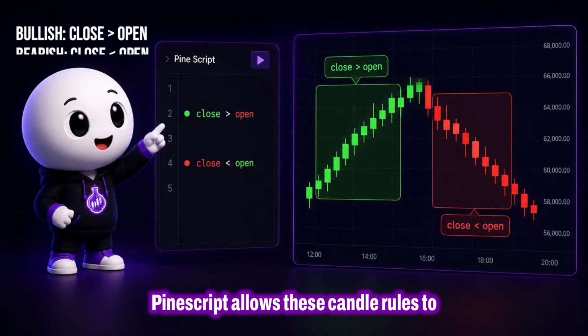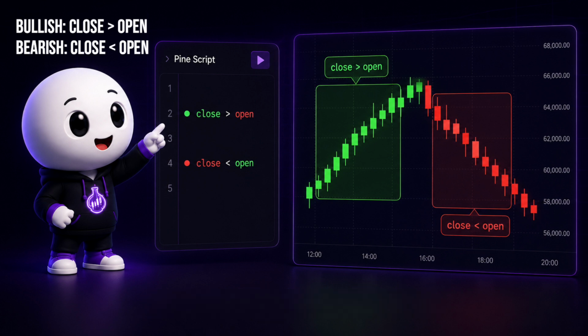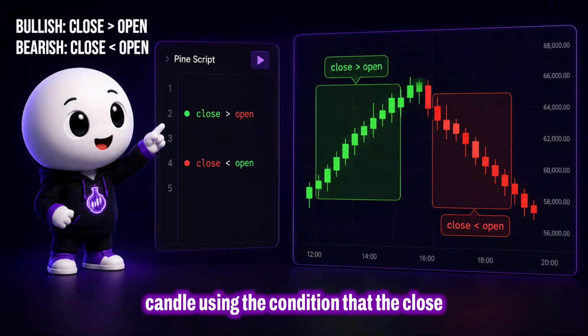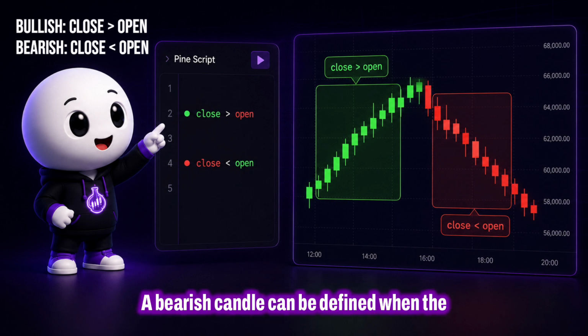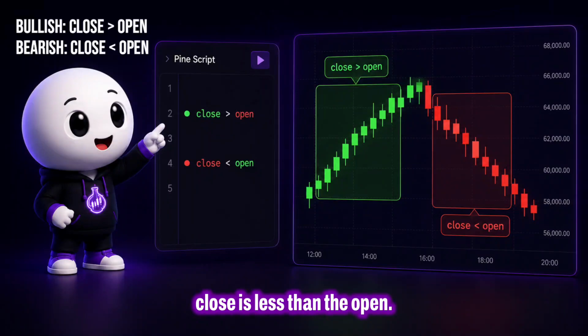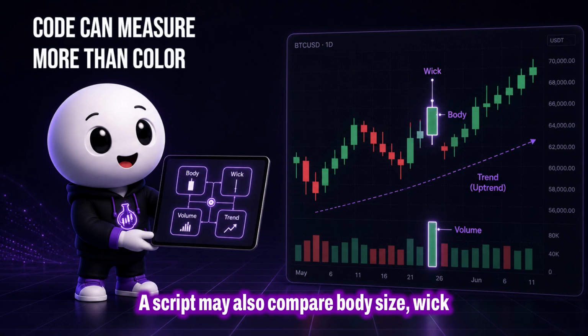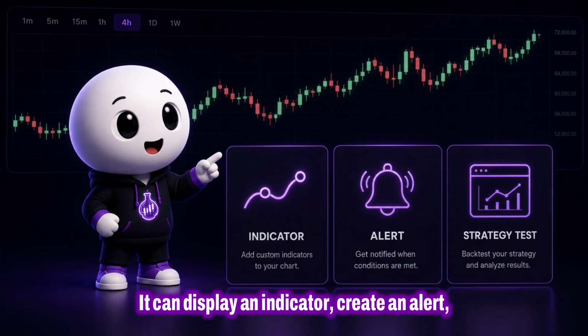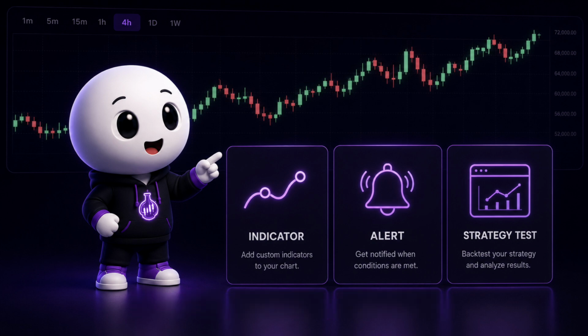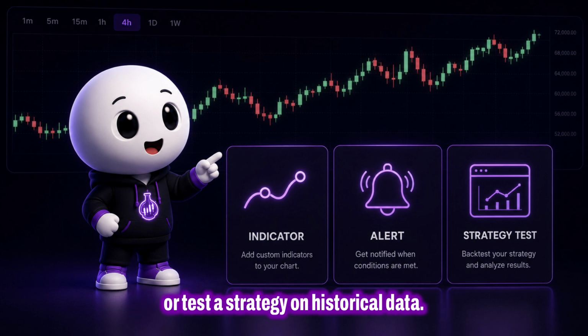PineScript allows these candle rules to become objective conditions. For example, a script can define a bullish candle using the condition that the close is greater than the open. A bearish candle can be defined when the close is less than the open. A script may also compare body size, wick length, volume, trend filters, or support-related conditions. It can display an indicator, create an alert, or test a strategy on historical data.